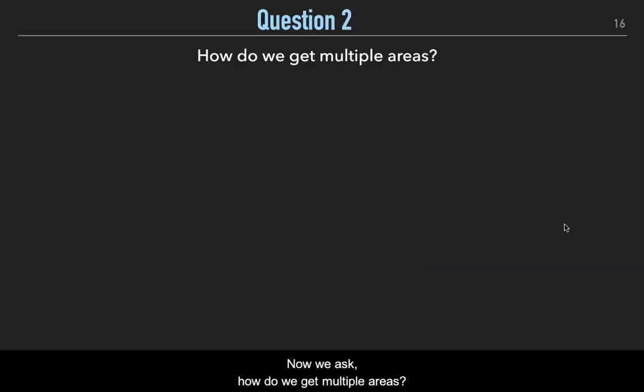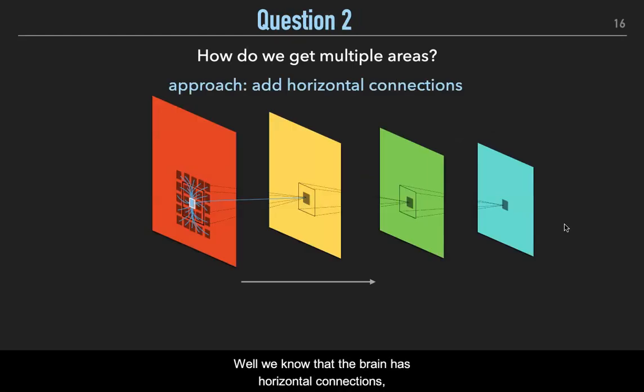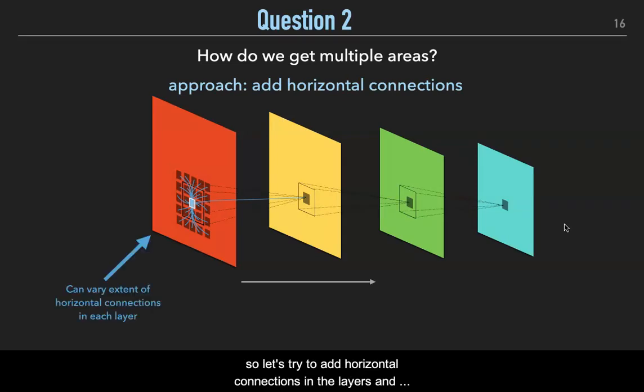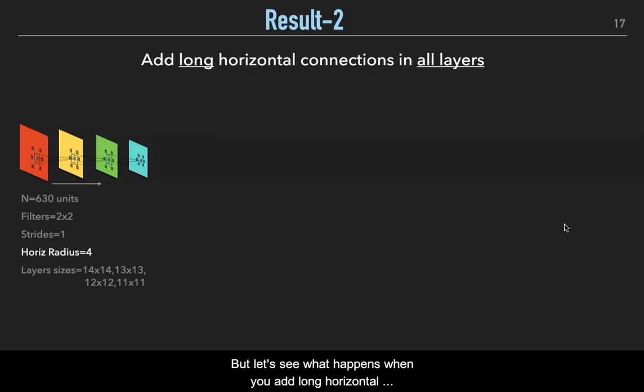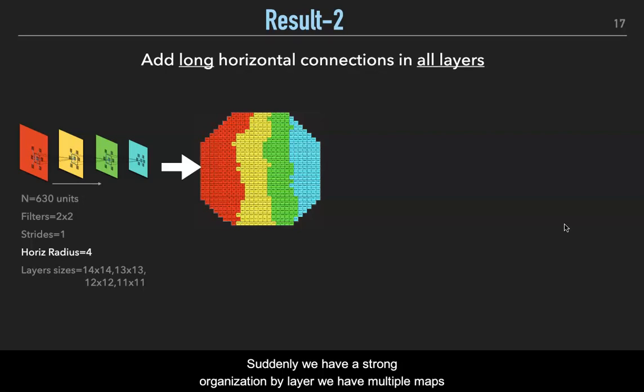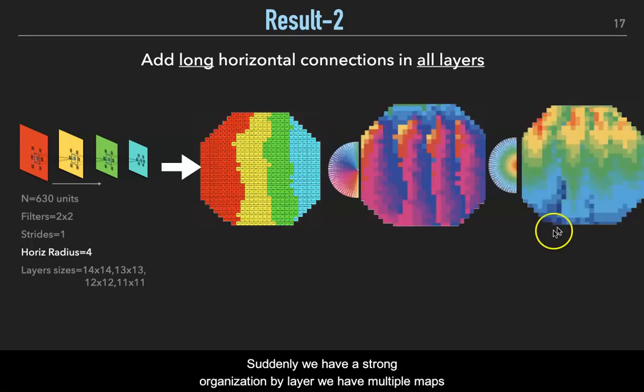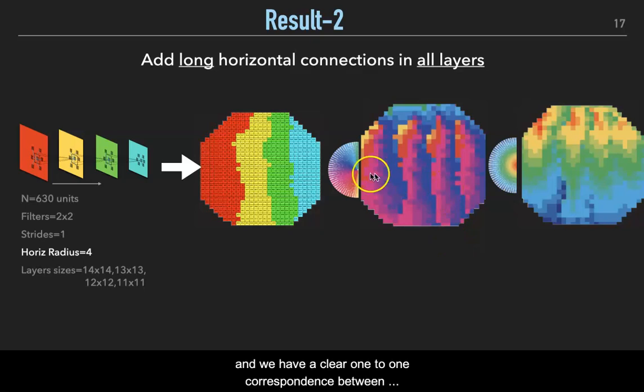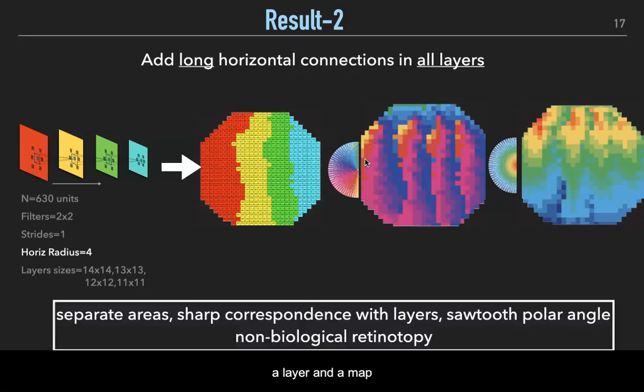Now we ask, how do we get multiple areas? Well, we know that the brain has horizontal connections, so let's try to add horizontal connections in the layers, and we can actually vary them by layer. But let's see what happens when we add long horizontal connections in all the layers. Suddenly we have a strong organization by layer, we have multiple maps, and we have a clear one-to-one correspondence between a layer and a map, but it's a non-biological retinotopy.